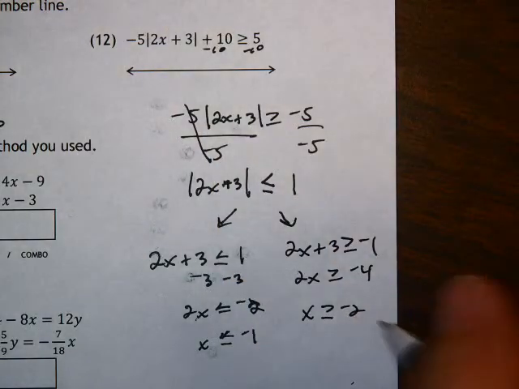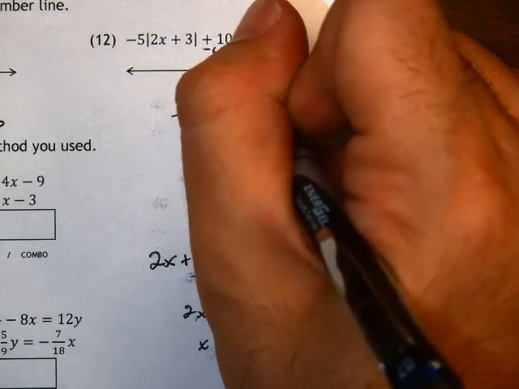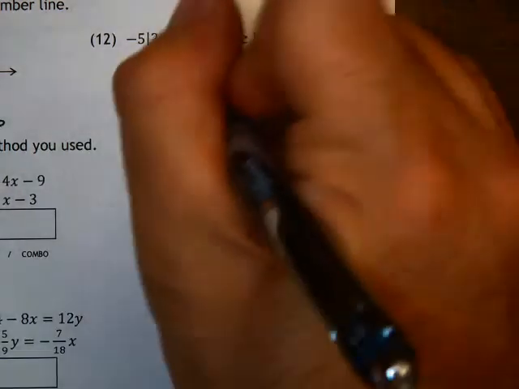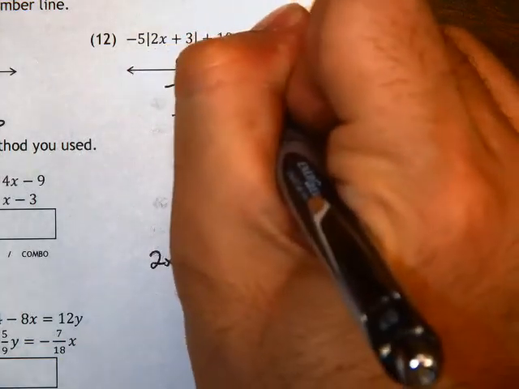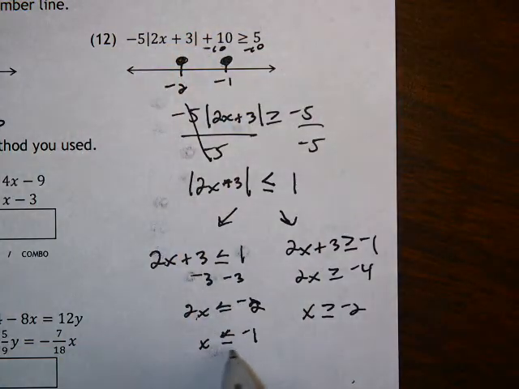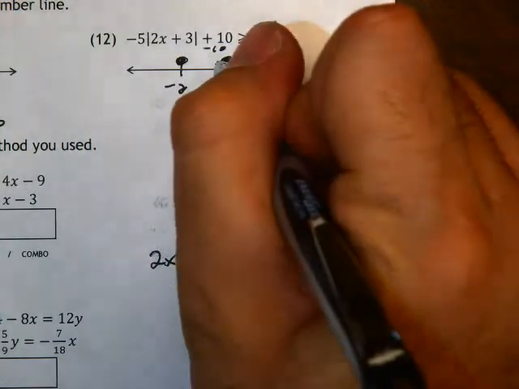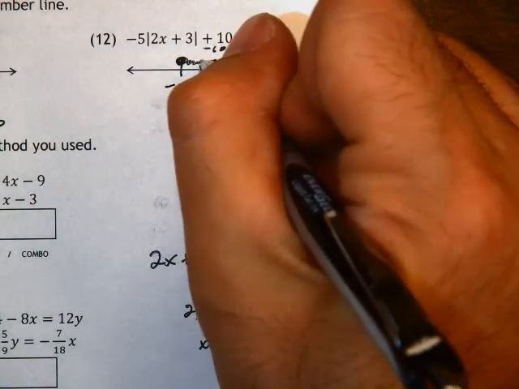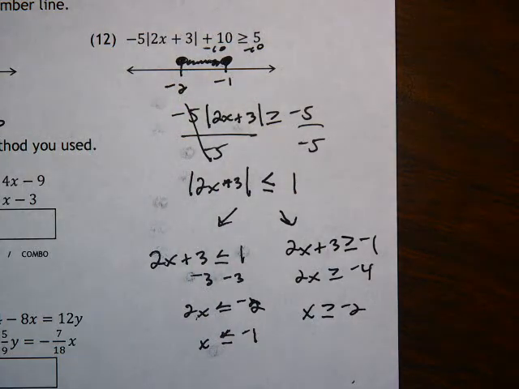So now I've got negative 1 and negative 2 that have to be graphed. Negative 1, negative 2. These are or equals, so solid circles. I'm less than or equal to negative 1, to the left of negative 1, greater than or equal to negative 2, to the right of that. So once again, my shading is in between those two.